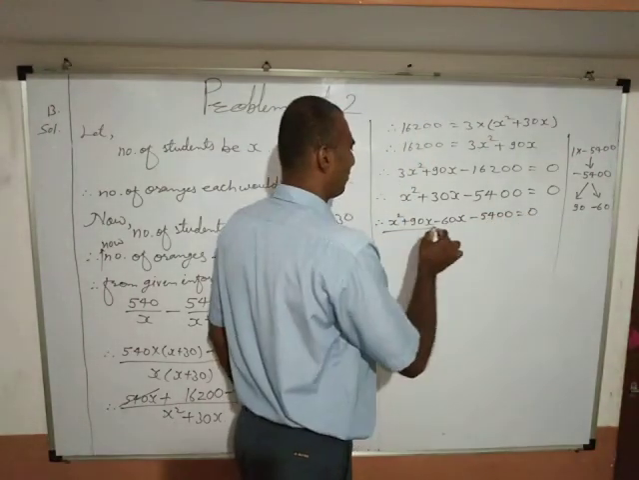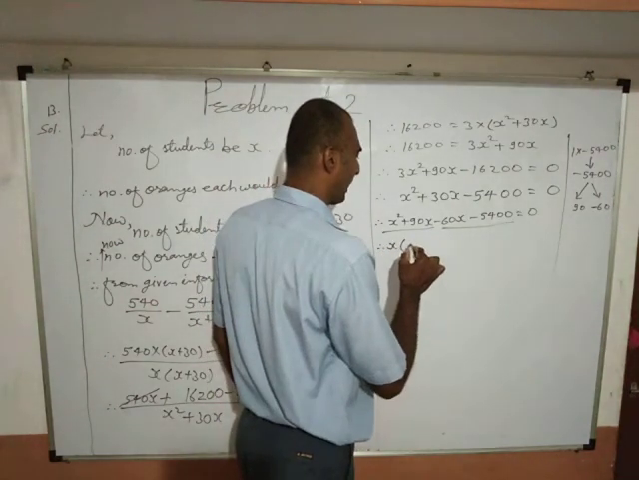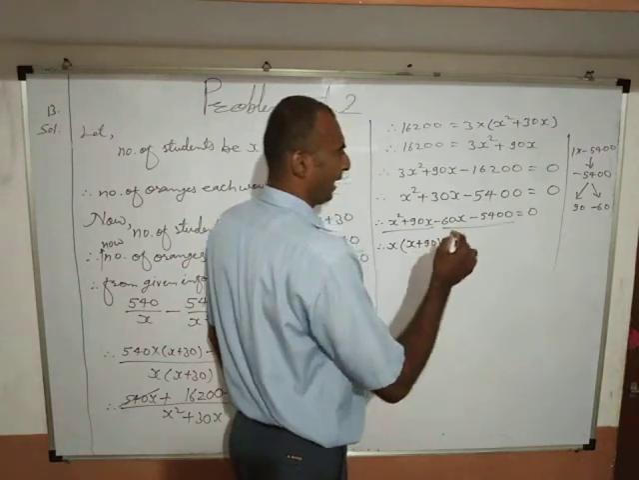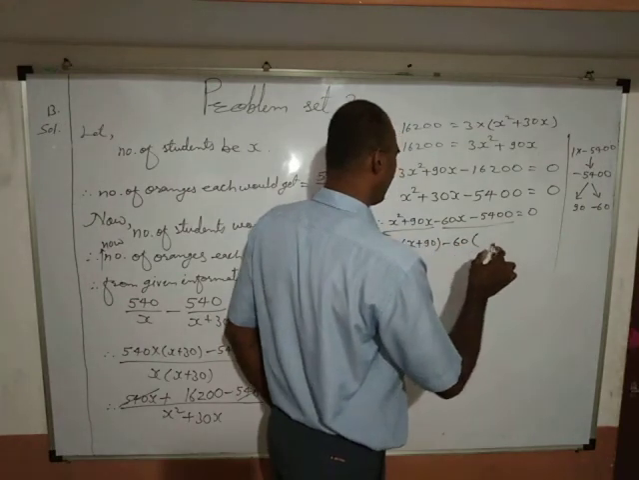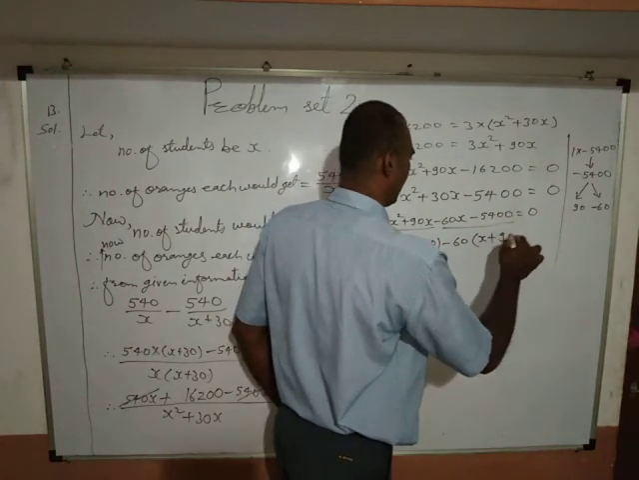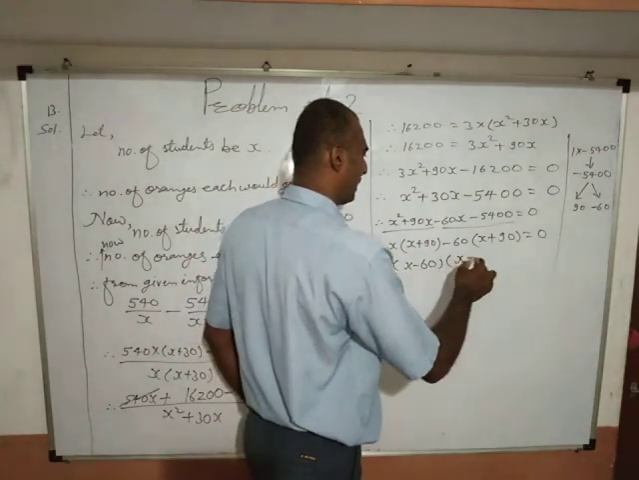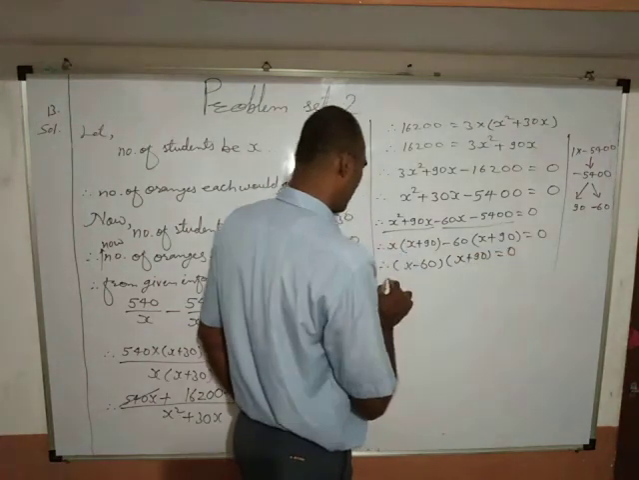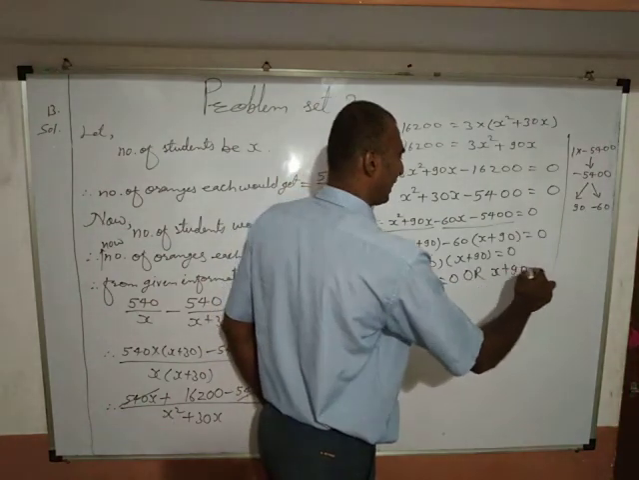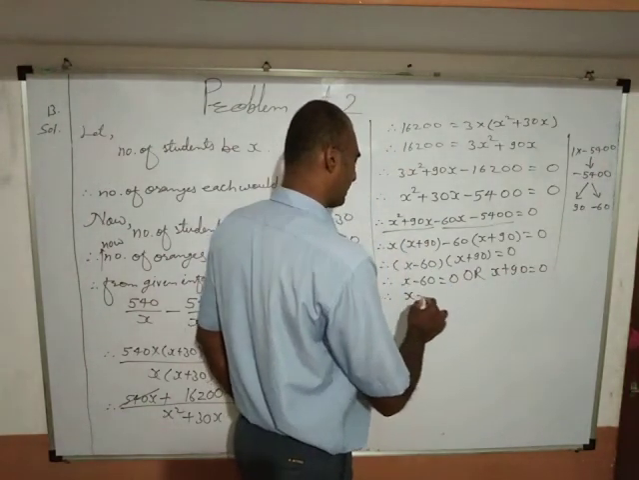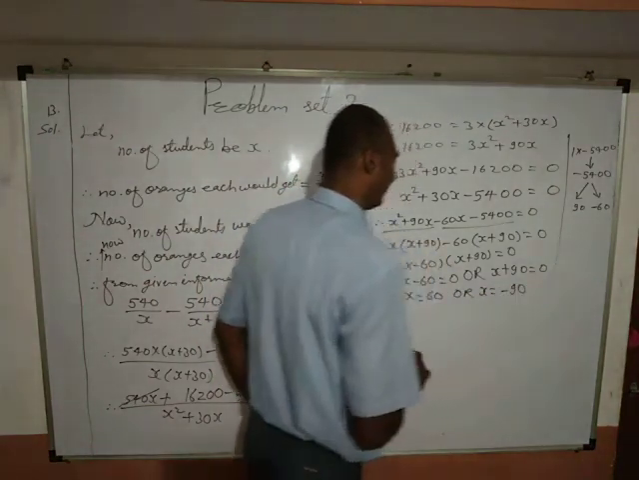Pair of first two, pair of next two. From first pair we may take out x common, therefore there will be in bracket x plus 90, and from next group we may take out minus 60 common, therefore there will be in bracket x plus 90 equal to 0, and therefore x minus 60 into x plus 90 equal to 0, and therefore x minus 60 equal to 0 or x plus 90 equal to 0, and therefore x equal to 60 or x equals minus 90.